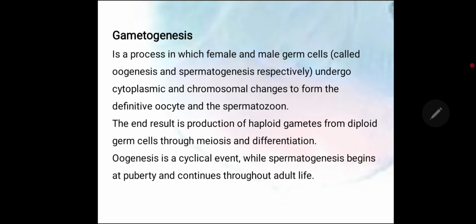Gametogenesis is a broad term that contains oogenesis and spermatogenesis according to gender. In female, it's called oogenesis, and in male, spermatogenesis. Gametogenesis is a process of maturation of oocytes, which undergo cytoplasmic and chromosomal change to form the definitive ovum. The end result is a haploid gamete, which contains 23 chromosomes, from diploid germ cells through meiosis and differentiation. Oogenesis differs from spermatogenesis in that oogenesis is a cyclical event, almost monthly, from puberty up to menopause in female, while spermatogenesis begins at puberty and continues throughout adult life.